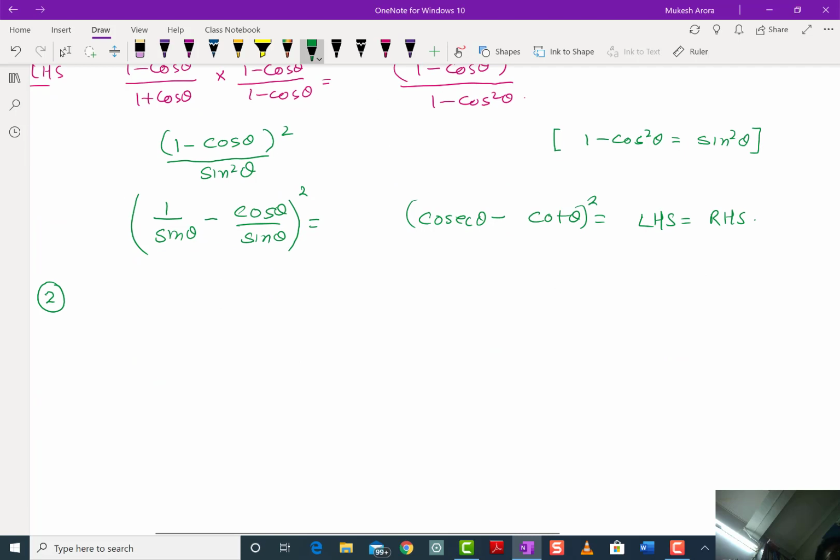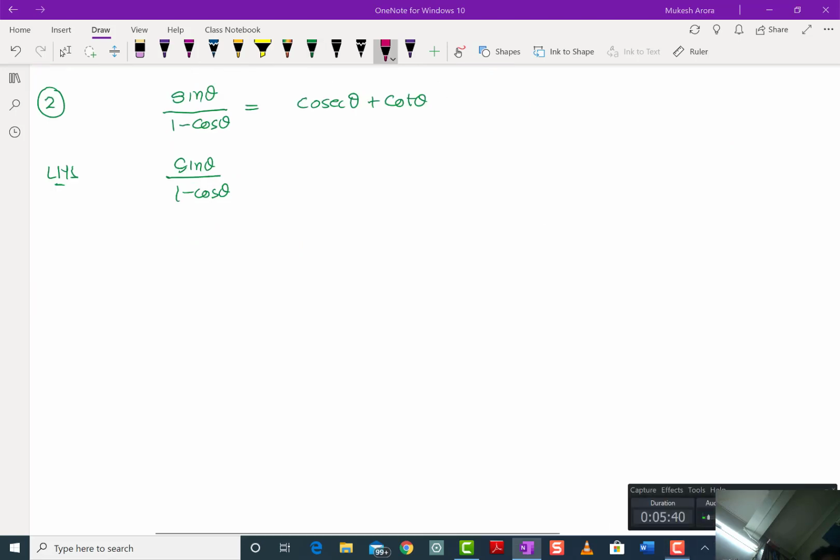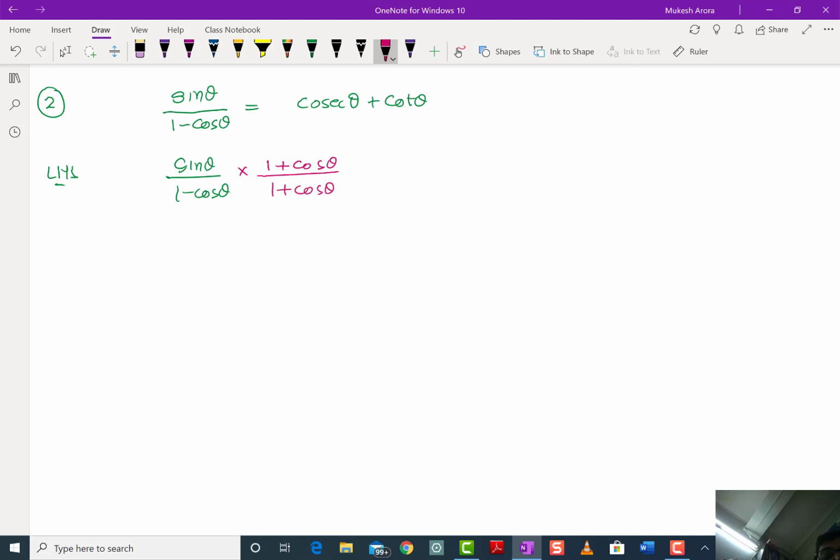Second is sine theta by 1 minus cos theta. Not change, we take left hand side, sine theta upon 1 minus cos theta. No identity is being used, we cannot change into sine and cos theta, LCM we cannot take, again we can rationalize. Multiply by 1 plus cos theta, 1 plus cos theta. So this is sine theta into 1 plus cos theta upon 1 minus cos square theta.